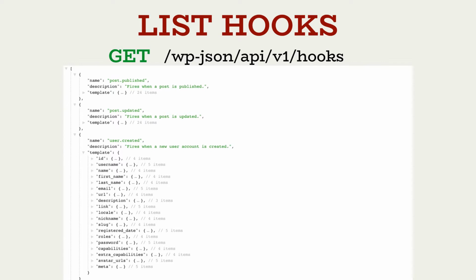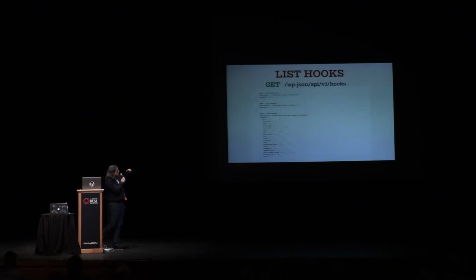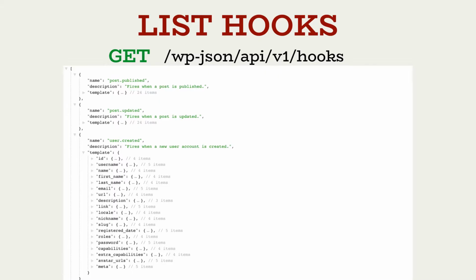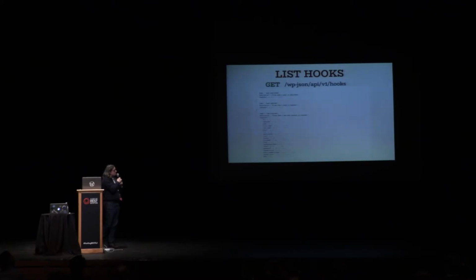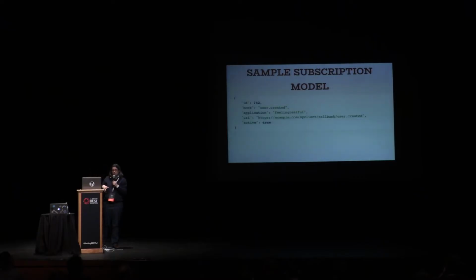If you were to list it, it looks something like this. Just create yourself a list endpoint. I'm using API v1 as the namespace here, and then hooks is my endpoint. If I send a GET request there, I get an array of objects back, and this is what it looks like.